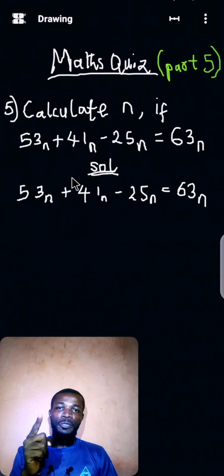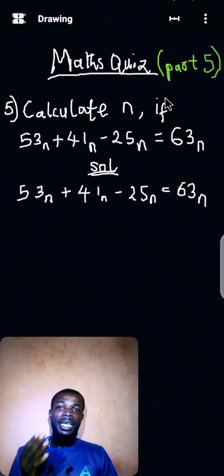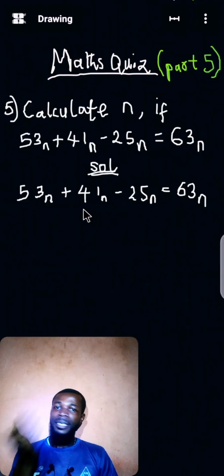If you can solve this problem, drop the answer in the comment section. If you can't, don't worry, it's a simple problem. They ask us to calculate n if 53 base n plus 41 base n minus 25 base n is equal to 63. So what do we do?